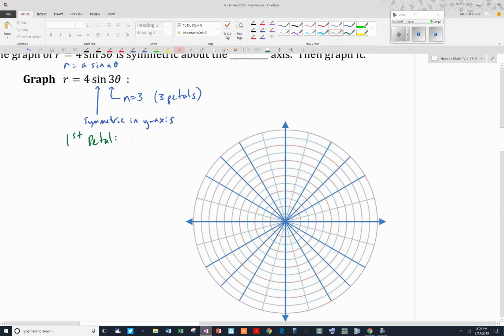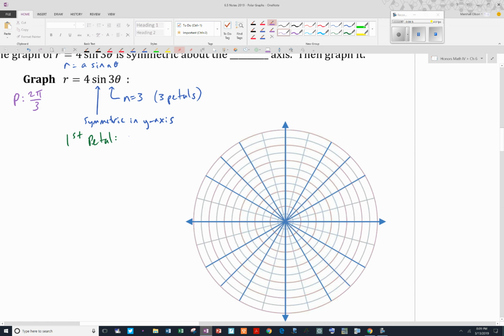Okay, so actually, let's come down here and talk about what the period is first. I'm just going to put that in a spot. Maybe I'll do it up here, like it's the first thing we did. The period is going to be 2 pi over n, or 2 pi over 3. So 1/4 of that would be pi over 6.